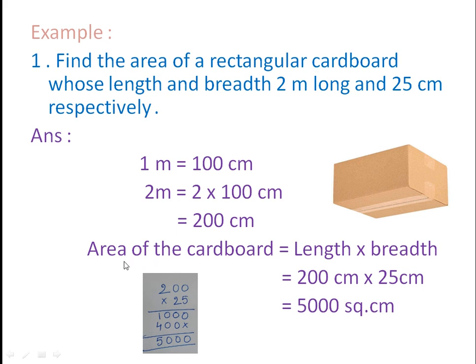Write down the formula for the area of the rectangle: length multiplied by breadth. Write down the length value, 200 centimeters, and the breadth value, 25 centimeters. Multiplying both, 200 times 25 is 5000 square centimeters. See here, the calculation is there. This is the answer for the area of the rectangular cardboard.